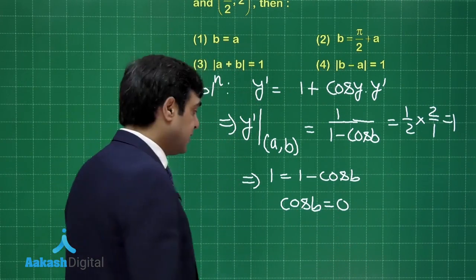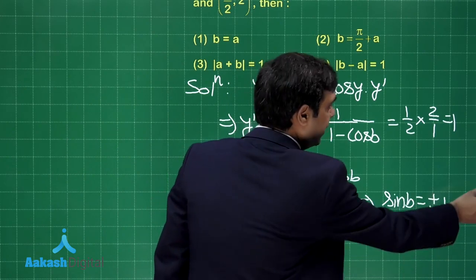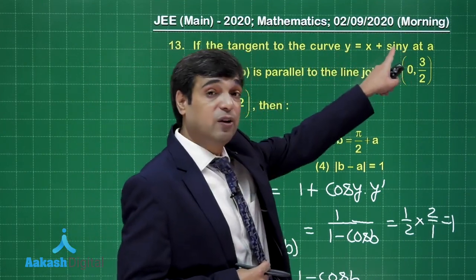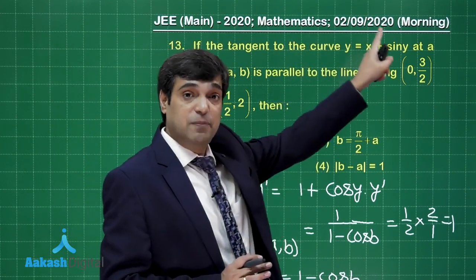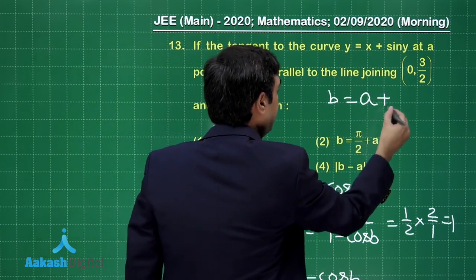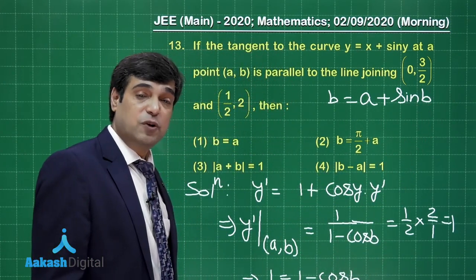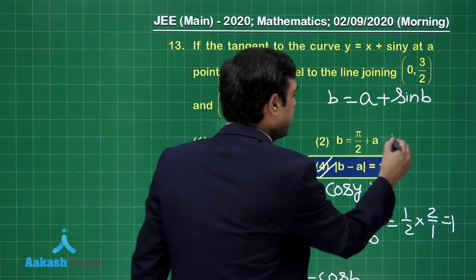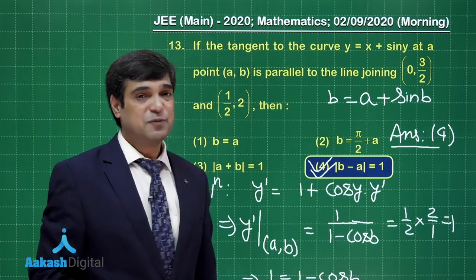When you say cos b is 0, clearly you can say sin b can take values plus minus 1. Why am I trying to get the value for sin b? Because when you substitute x and y as a and b in this function, you will be getting sin b as well. Now, when you put here a and b, you are getting b equals a plus sin b. Meaning b minus a equals plus minus 1. So the correct answer is option number 4. So let's mark and mention it as the required result. So I'm sure this is clear. Let's move on to another one.